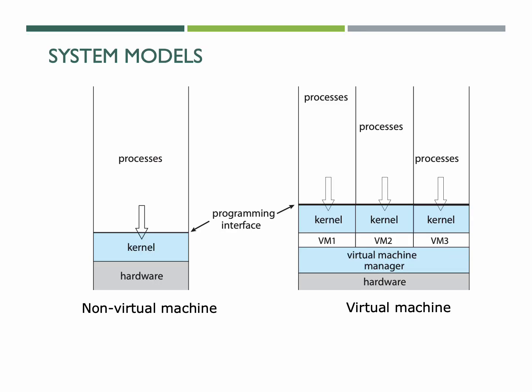Okay, now if we look at the system models, we'll examine the structural differences between non-virtual and virtual machines through system models. This comparison is crucial for understanding the operational differences and the efficiency that virtualization brings to system architecture. So, first of all, if you look at the non-virtual machine model, here you see a straightforward model where processes interact directly with the kernel, which in turn communicates with the hardware.